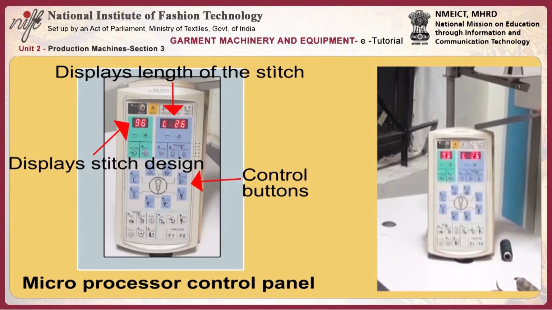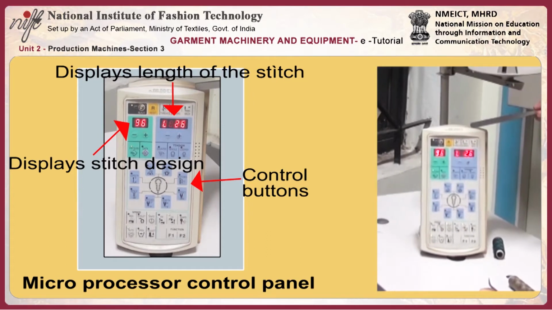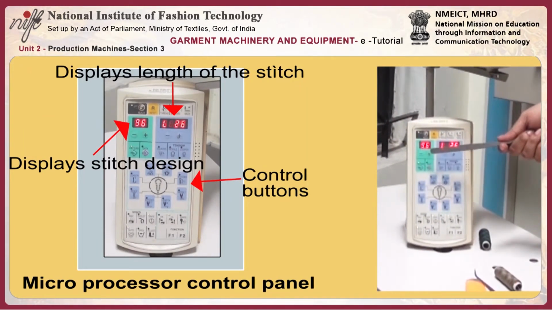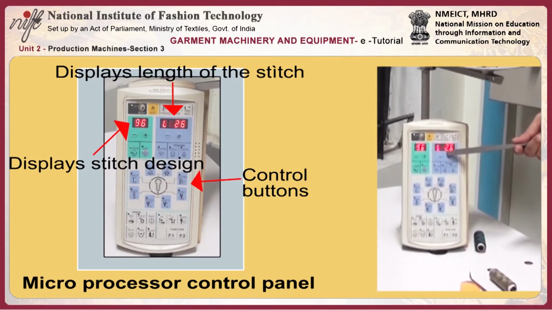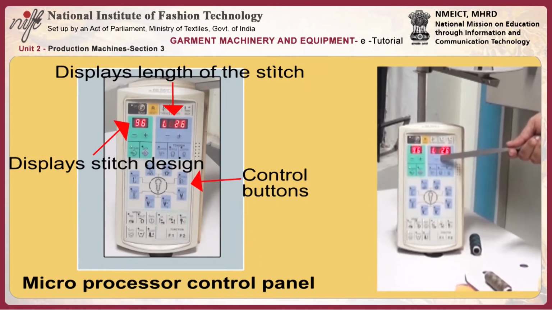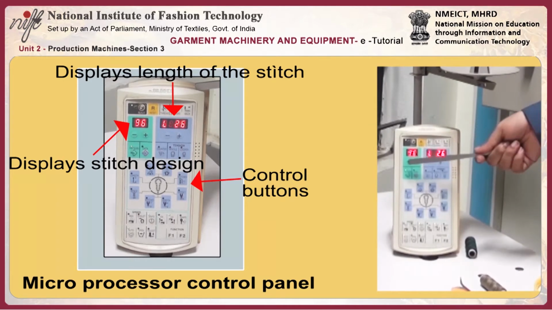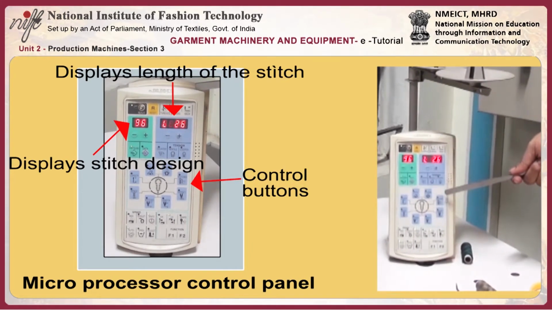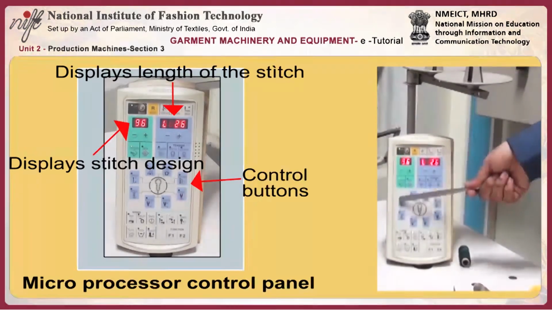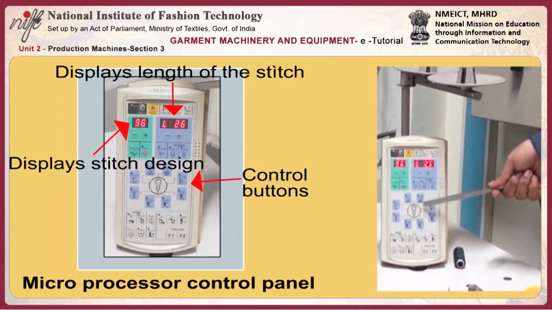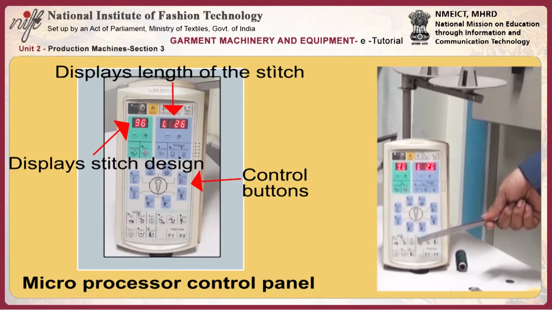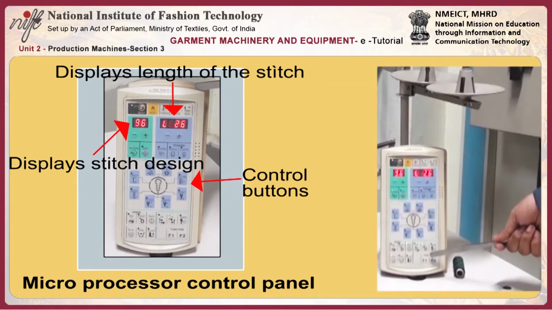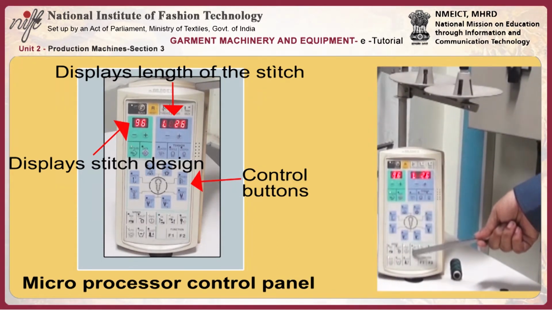This is the microprocessor controlled control panel. This displays the stitch design. This displays the length of the stitches. These buttons are used for changing. This is the cut after buttonhole button. This is cut before buttonhole button. This is knife on and off. All these buttons will control the characteristics related to the buttonhole.